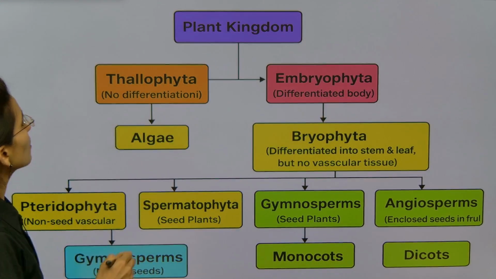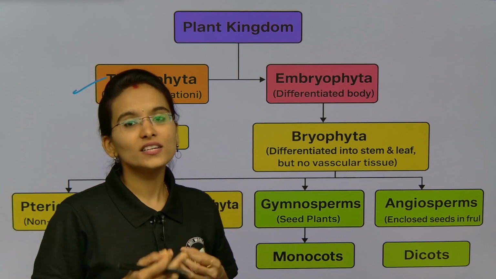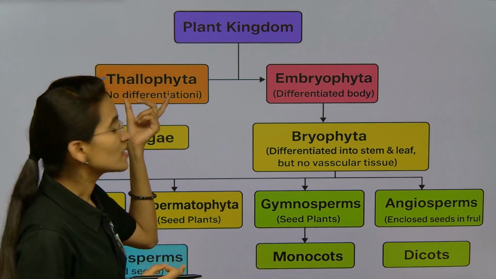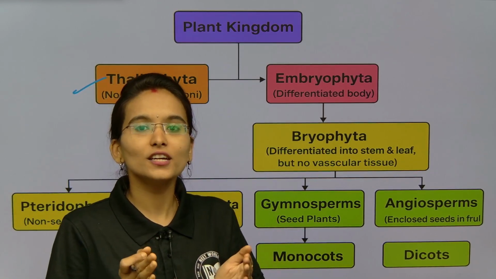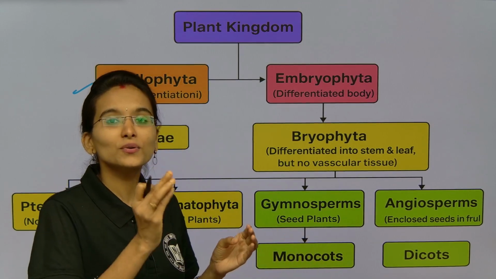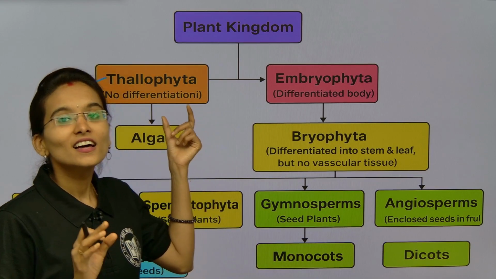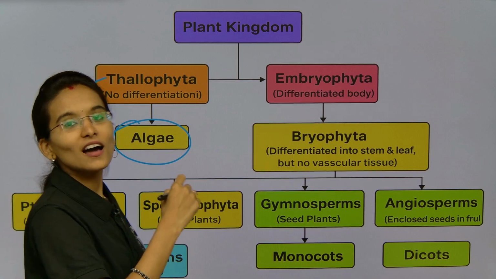First, when it comes to the Thallophyta, there is no differentiation, we cannot find the differentiation. In Thallophyta we cannot differentiate the plant body into true roots, true leaves and true stems. True roots, leaves and stems are absent, hence they are called thallophytes. Under this we are going to learn about the algae, my dear students.